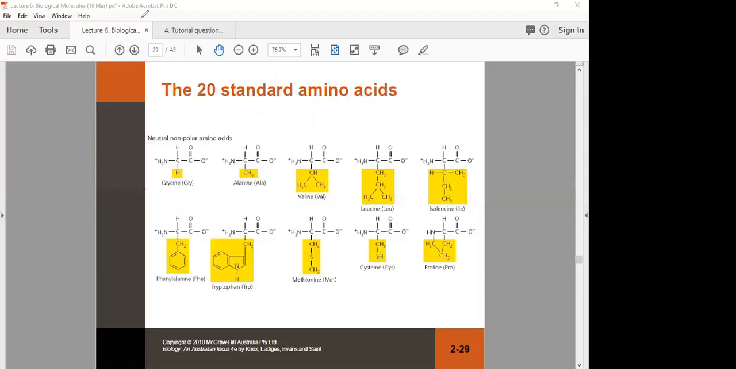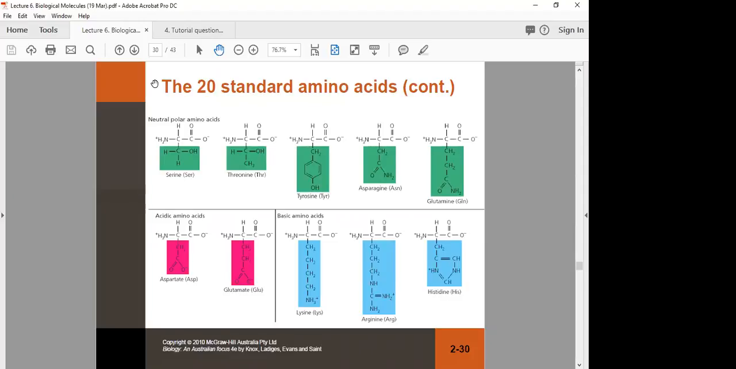Just clear that. And here we have the rest of the standard amino acids. And of course, those side groups are highlighted there in different colours.